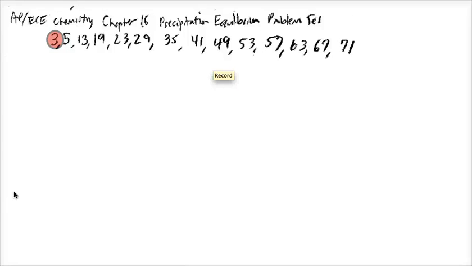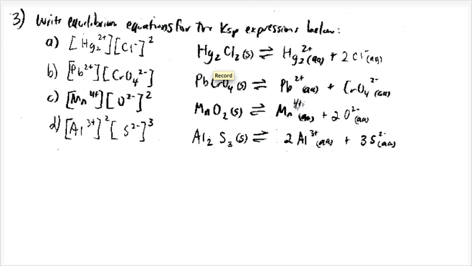Hello and welcome to the AP Chemistry Chapter 16 Precipitation Equilibrium Problem Set. Let's take a look at problem number 3. In problem number 3, you were asked to write equilibrium equations given KSP expressions. So you're given this column of information here on the left and asked to come up with the equilibrium expressions here on the right.